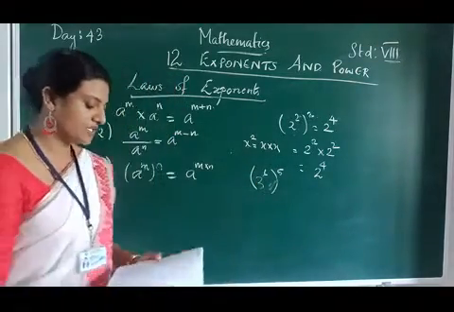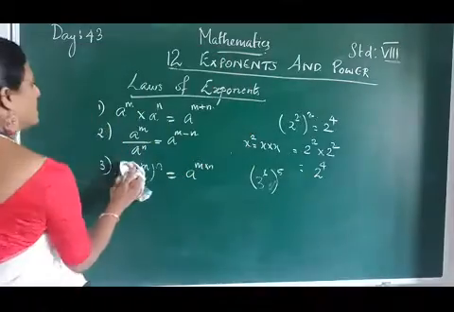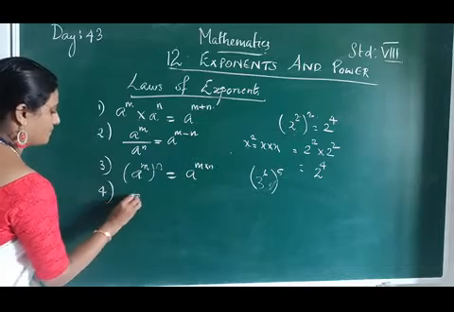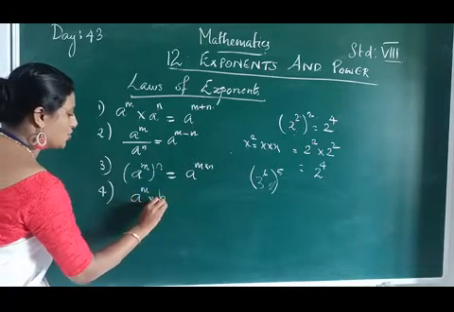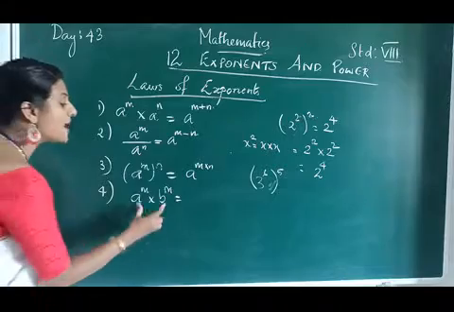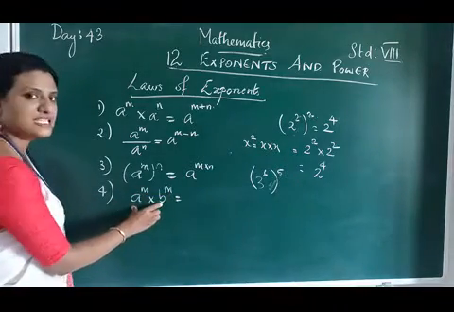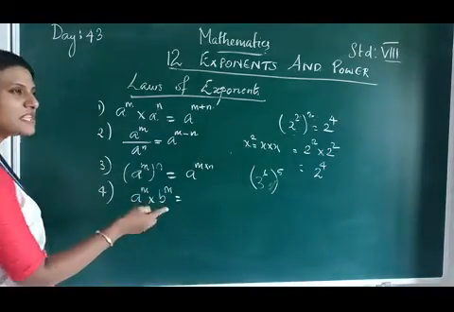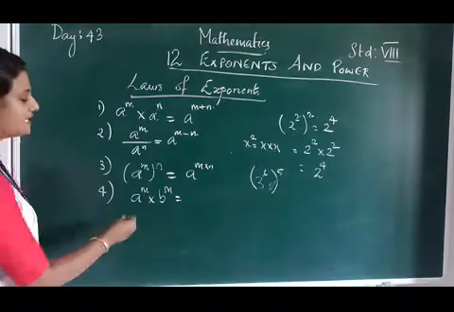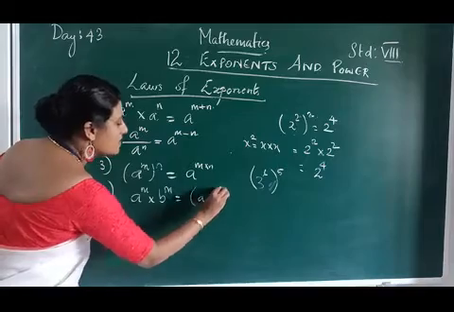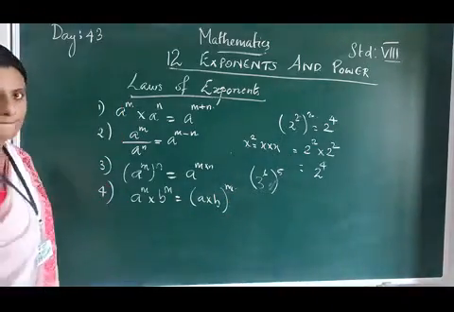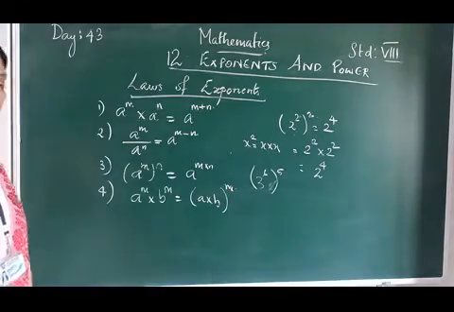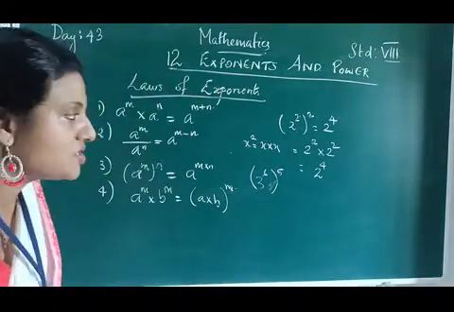Next one, a raised to m into b raised to m. Here the power is same, but the base is different. a and b, they are different. Since the power is the same, we take the common power. That is a into b, the whole raised to m. So a raised to m into b raised to m is equal to a into b, the whole raised to m. Okay.